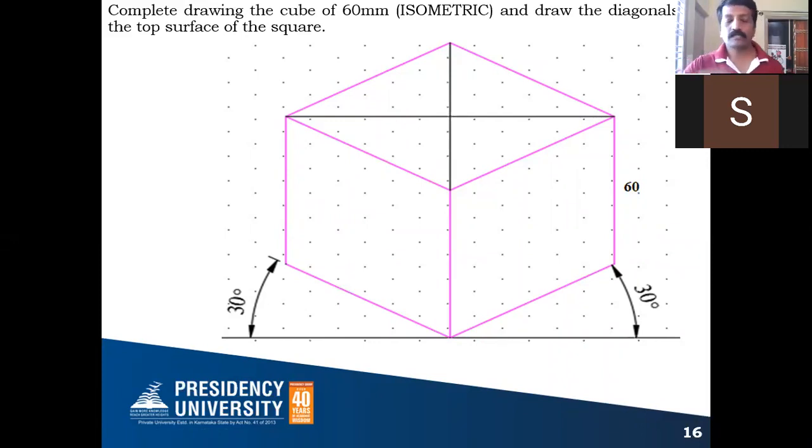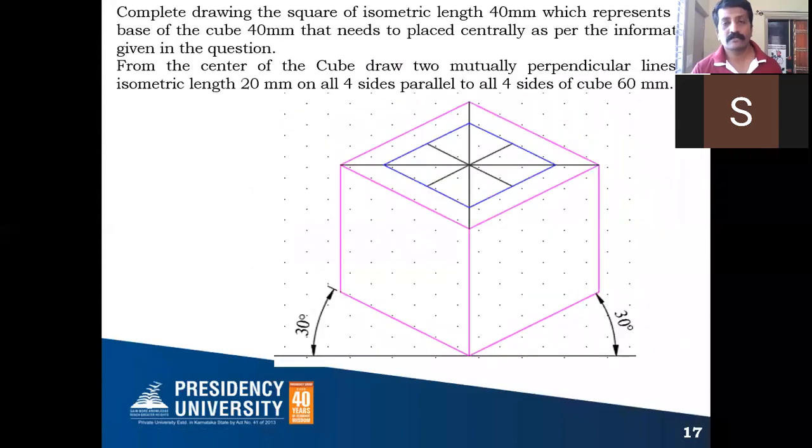Now above this, I need to place one more cube which has a 40 millimeter side. Before that, I need to find the center of the top face of your cube. How to get the center? Draw the diagonals like this. This is the center of your bottom cube. Above this, coaxially, I need to place one more cube of 40 millimeter side. Correct? Let me show you in the next slide.